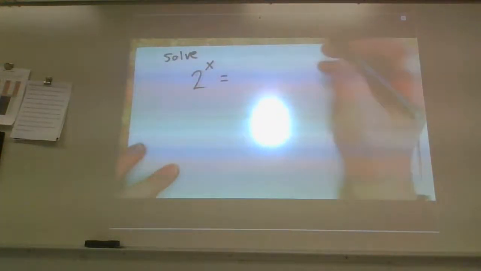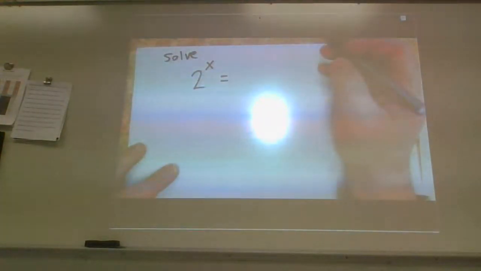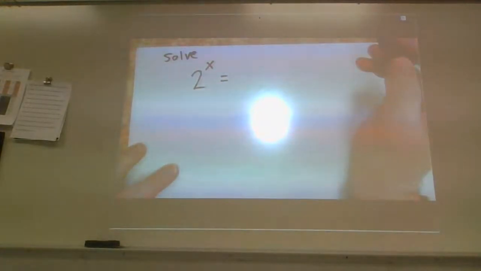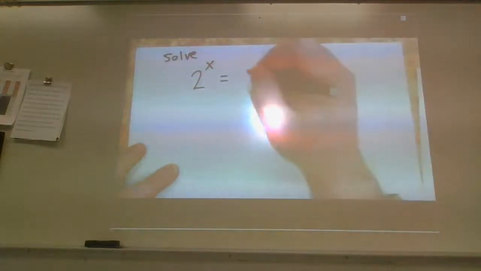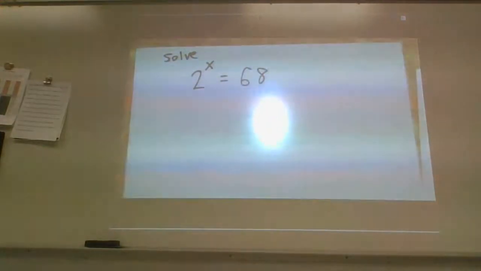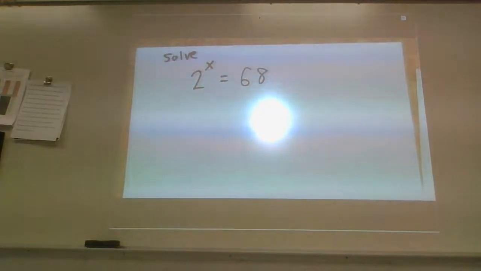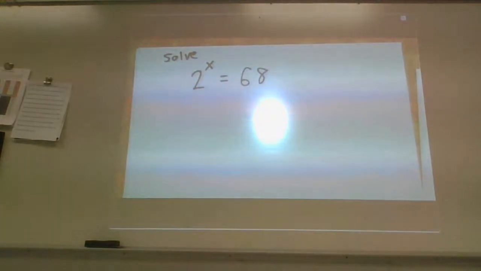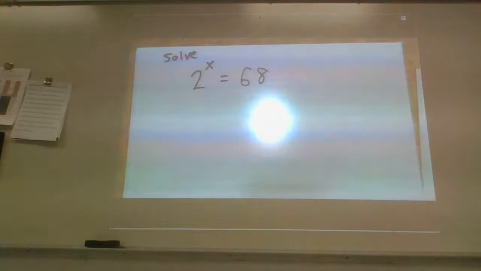Give me a 2-digit number that's greater than 50. I can't do 64. Let's do 68. I can't do 64 because that one would actually work out perfectly. 68 does not.